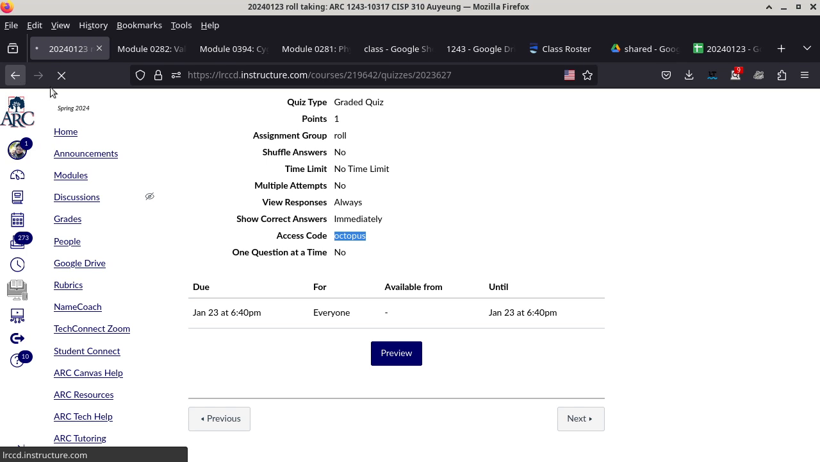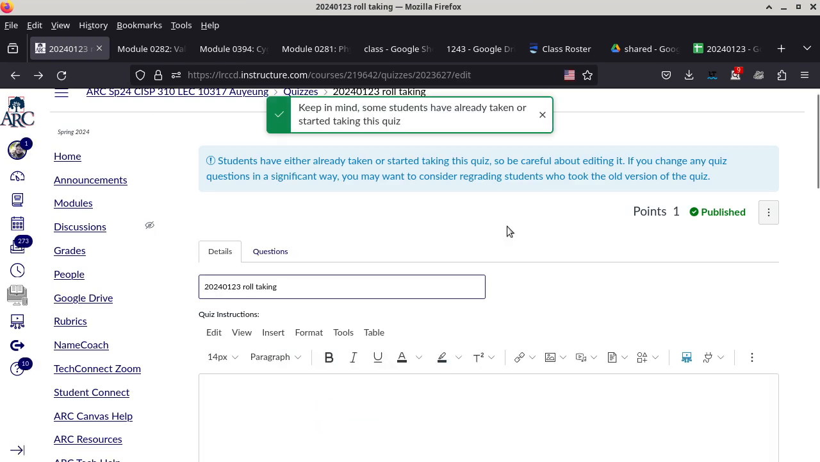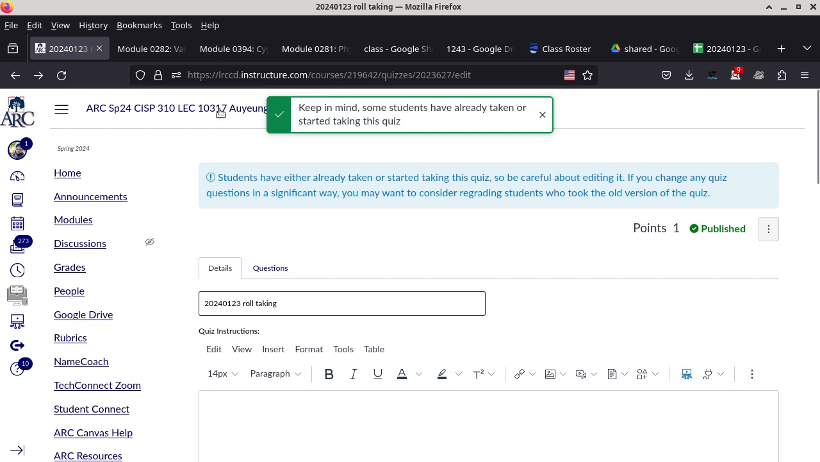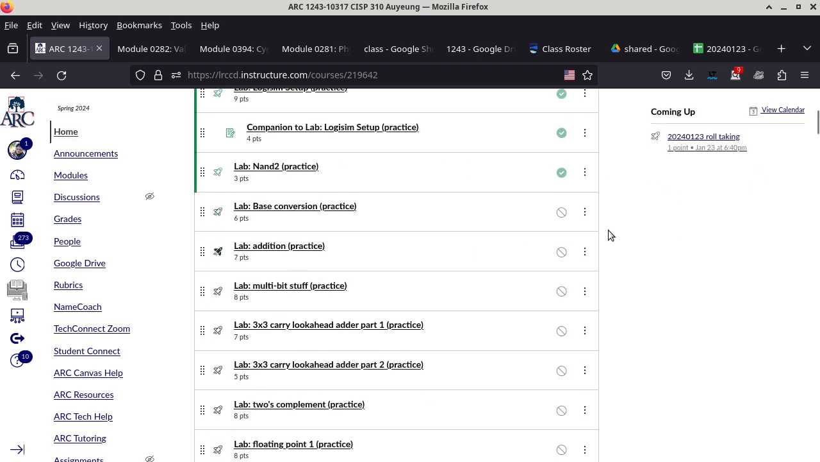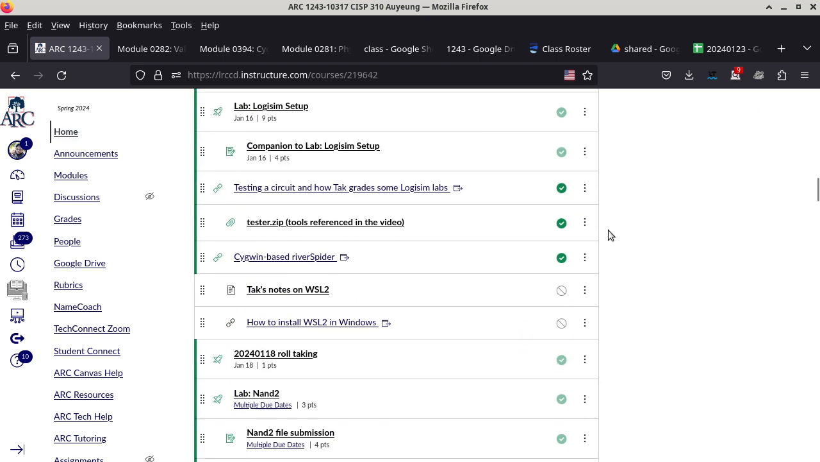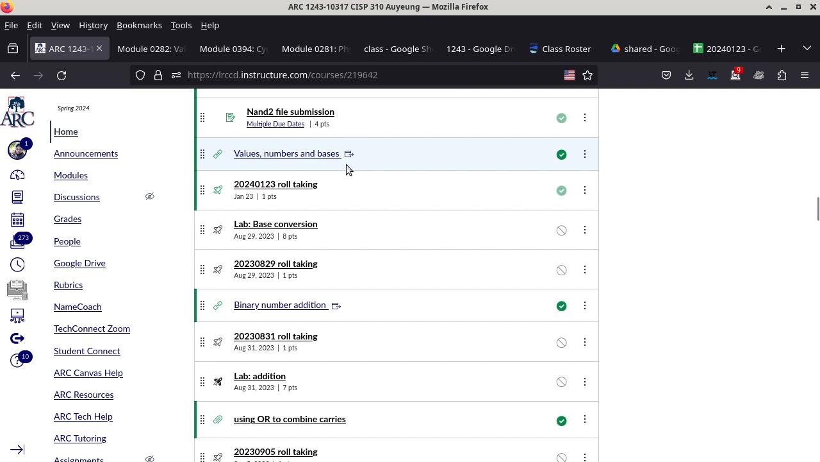The way you can know what we're going to talk about in the near future is to go to Canvas, look up the current topic and scroll down. I'm pretty sure you guys know how to do that. So what we are dealing with today is values, numbers, and bases. What is the next link? Binary number addition. This is the next topic. We might actually have time to get into it today unless we have too many questions about base conversion.